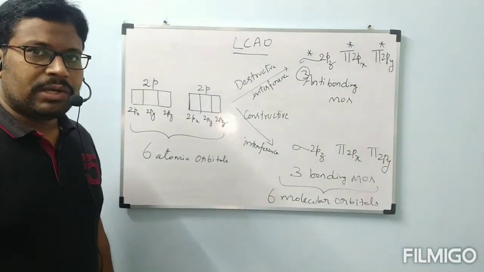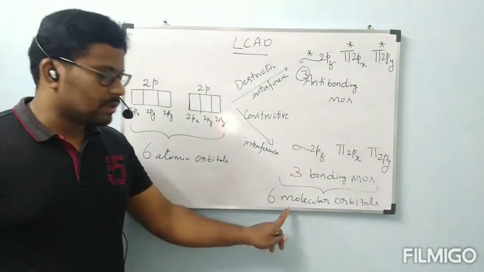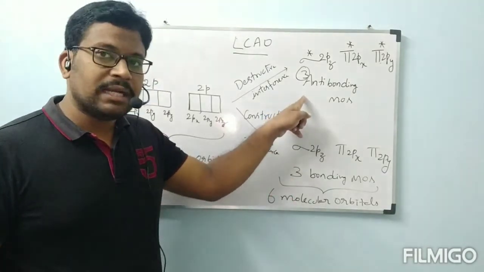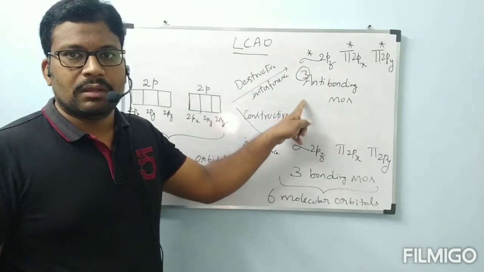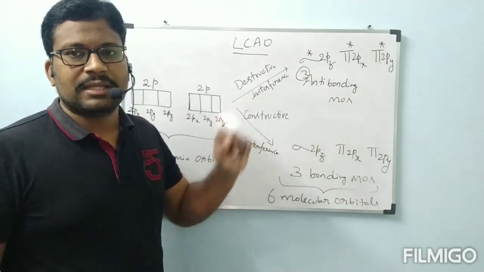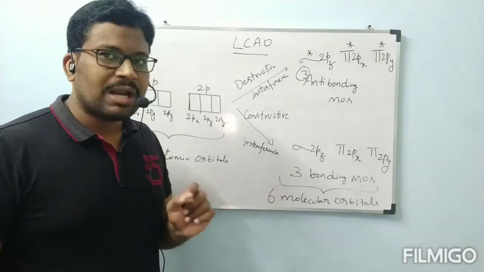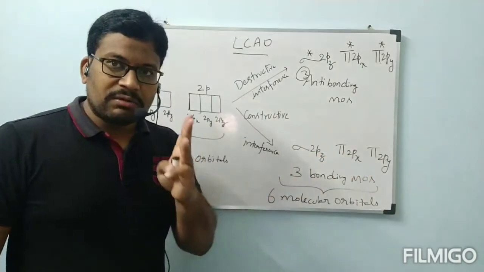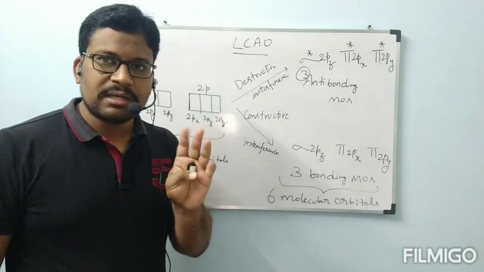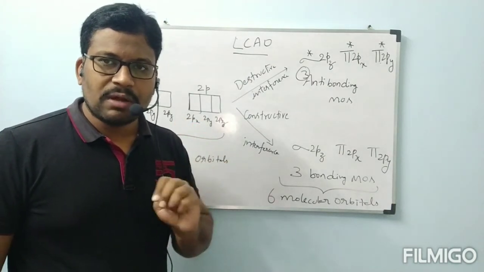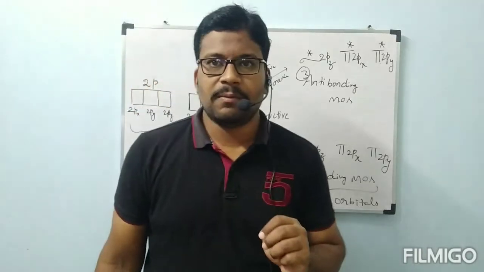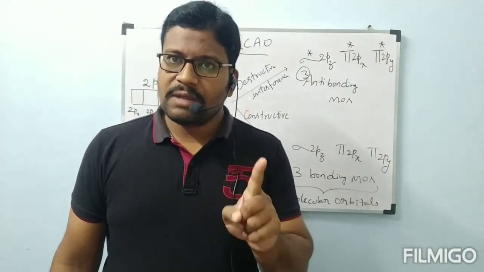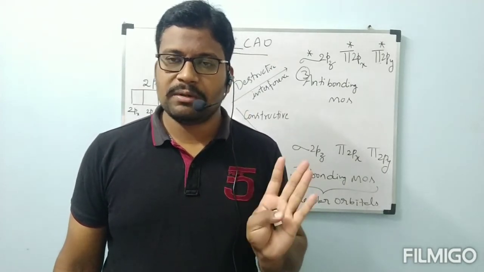They will combine to form 6 molecular orbitals, out of which 3 are bonding molecular orbitals and 3 are anti-bonding molecular orbitals. Here is one small logic, for remembering purpose: sigma, pi, pi. If you have a triple bond, as in the N2 molecule, one is sigma and the remaining two are pi bonds. Correct? If you have only one bond, that is nothing but a sigma bond.